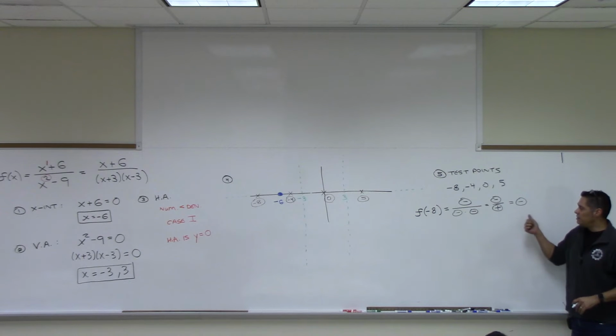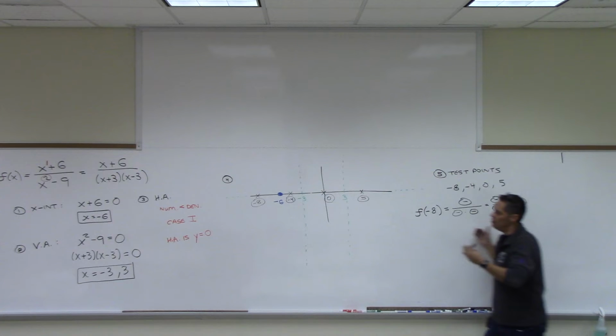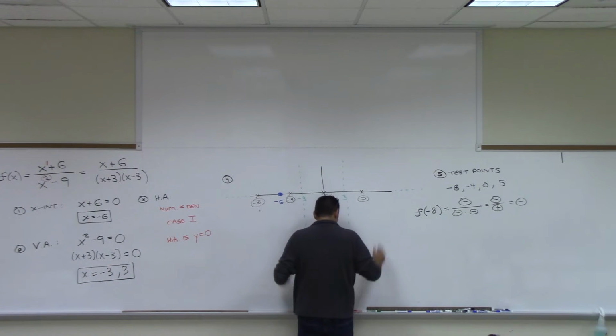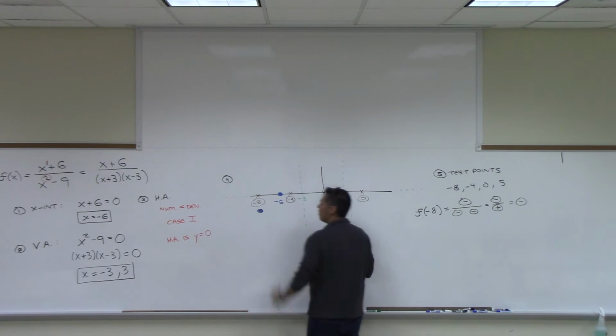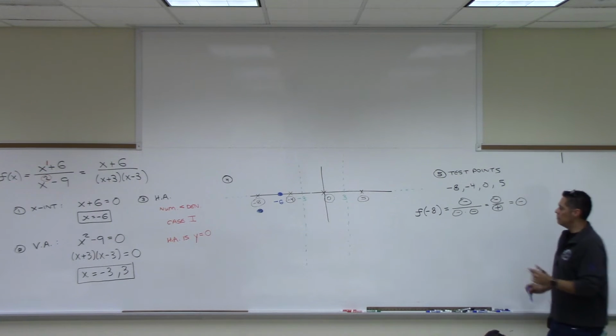I like this way because now what I know is that at -8, I should have a point below the x-axis. So I'm just going to come over here, anywhere I want below. Boom. I'm going to do it in blue. That point's on my graph. And I'm going to do that for each of these. I'll do one more.